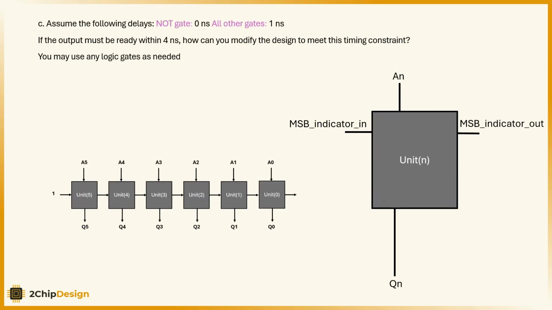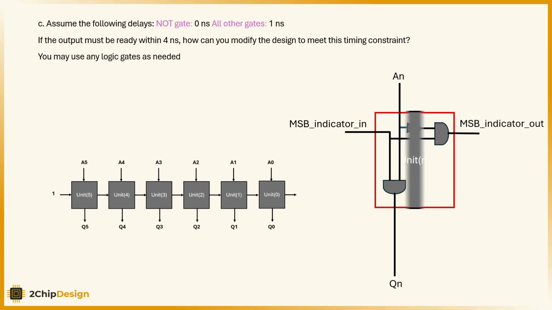Let's take a closer look at timing. We're given a constraint: the output must be ready within 4 nanoseconds. To understand whether we meet this requirement, let's analyze the delay through our cascaded structure. Each block introduces 1 nanosecond of delay for the MSB flag to propagate, and then 1 nanosecond to generate the corresponding QN output. As a result, calculating Q0, the least significant output, takes 6 nanoseconds, since the MSB flag must travel through all 6 blocks before the final output can be determined. But we only have 4 nanoseconds to work with. That means the last 2 outputs will miss the timing requirements unless we optimize the design.